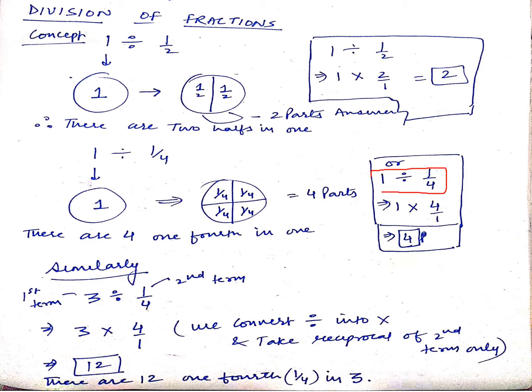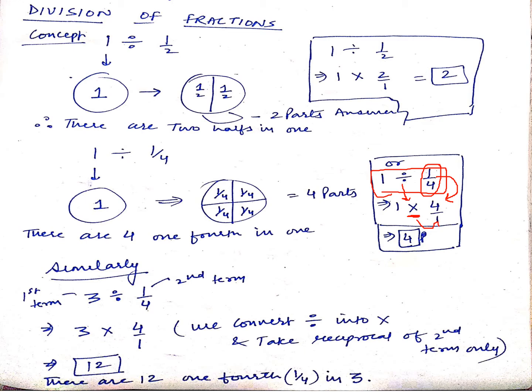This is the question in front of you. What we do, we convert this division into multiplication, and at the same time we take the reciprocal of the second term. The second term is 1 upon 4, it becomes 4 upon 1. Kindly note, this conversion of sign from division to multiplication and this reciprocation of the second term should be done together.